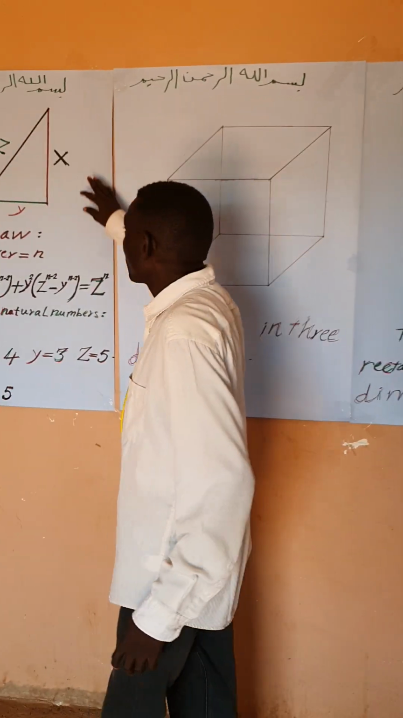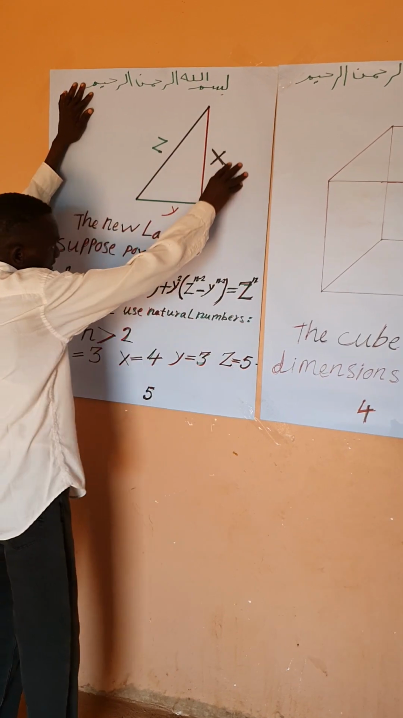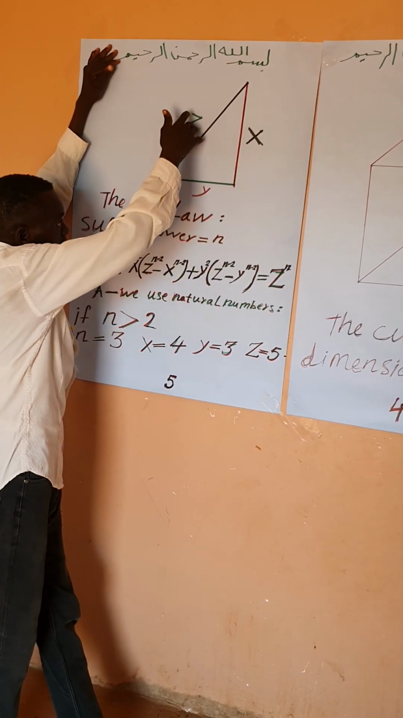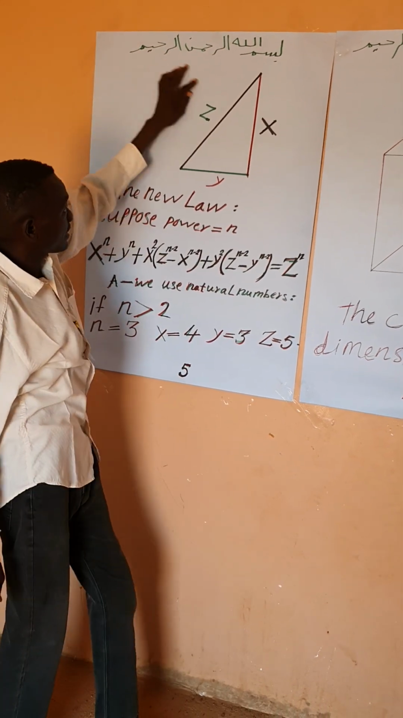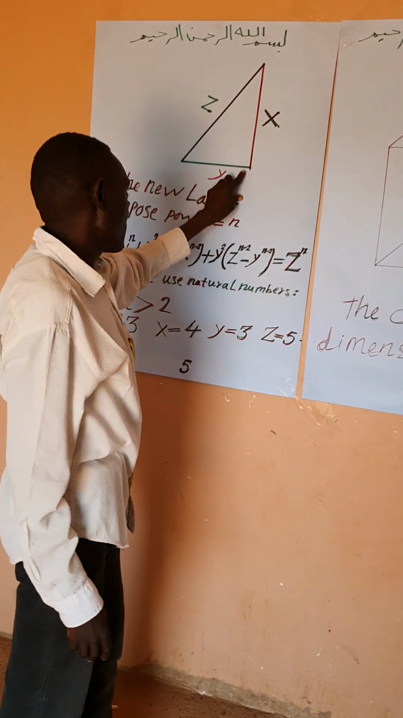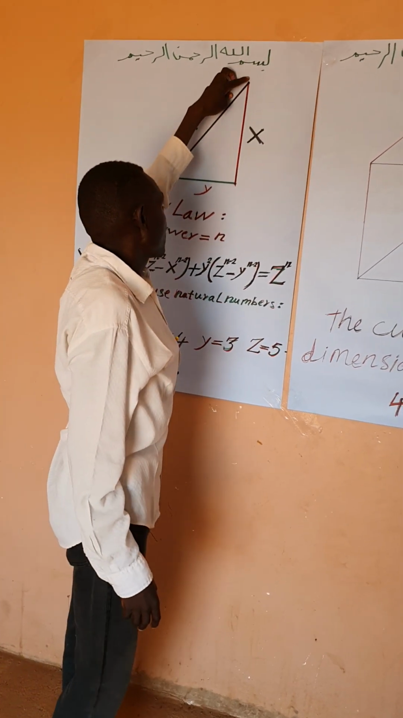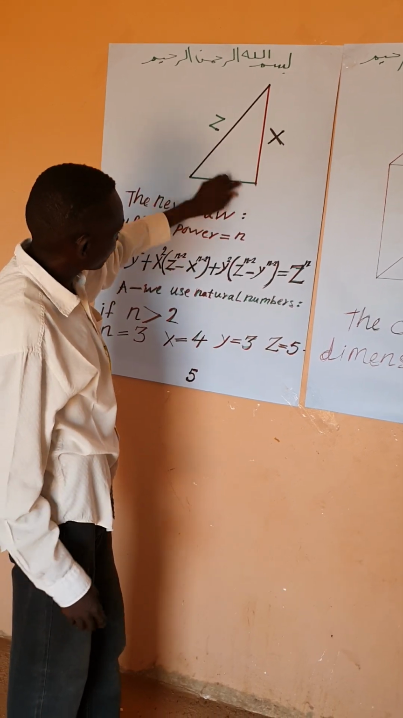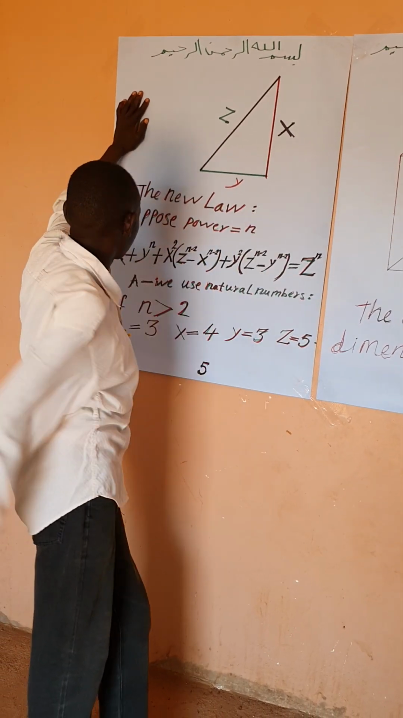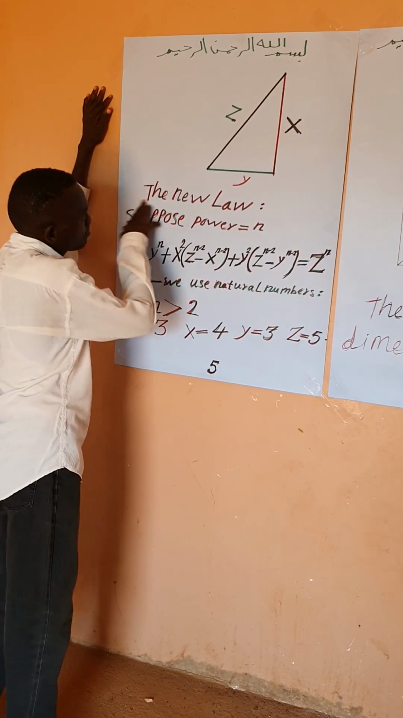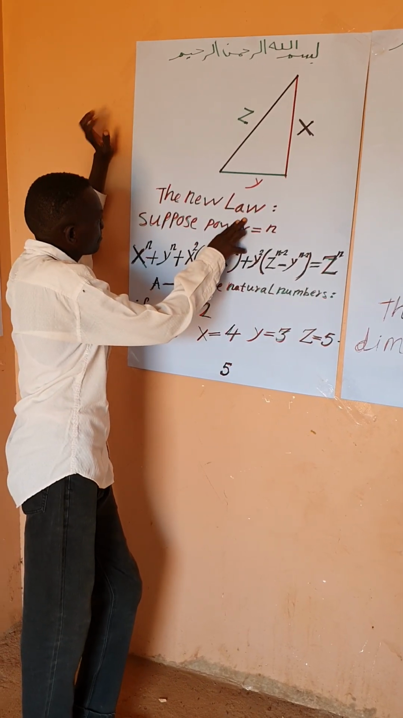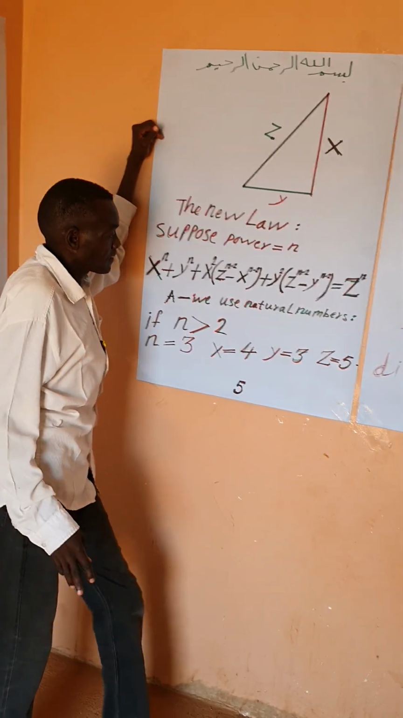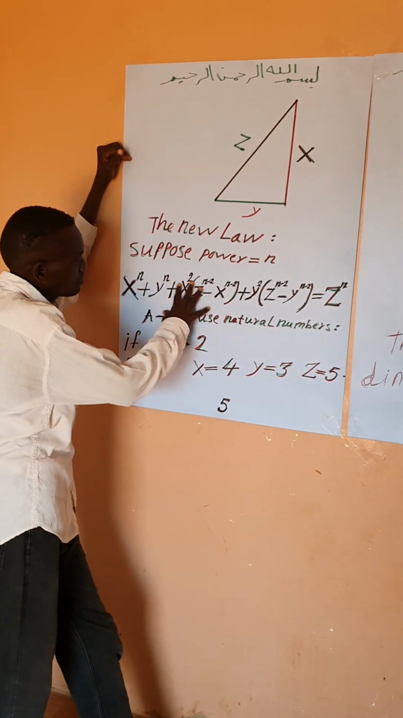If we have a triangle, x, y, z. The triangle has a right angle at B, with vertices A, B, C. This is the new law, the new law of the Pythagoras theorem. This new law.